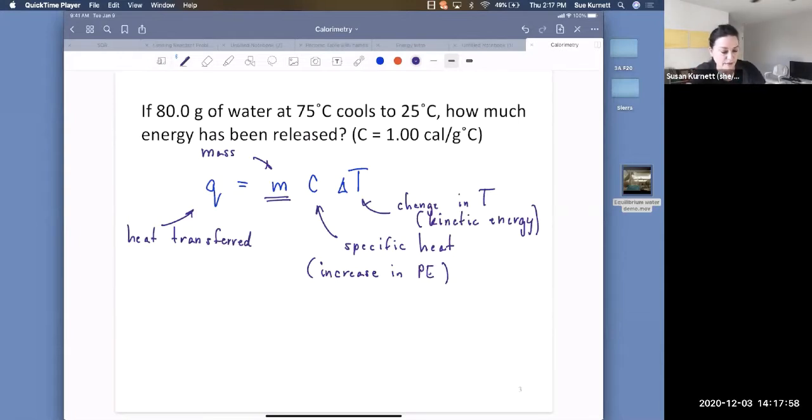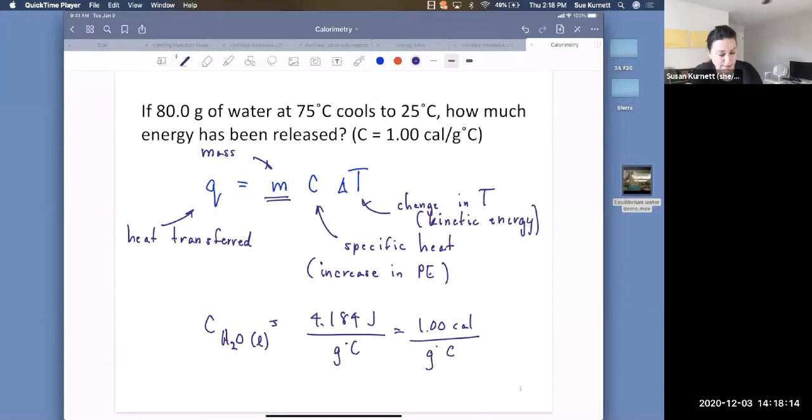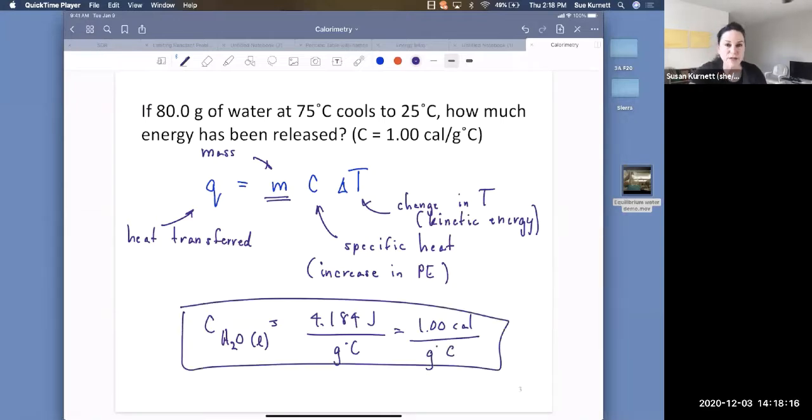Water has a specific heat. So this is liquid water, of 4.184 joules per gram degree C, which is the same as 1 calorie per gram degree C. This is a value that you need to have handy because when you're given problems, you won't be given this value. You're expected to know it.